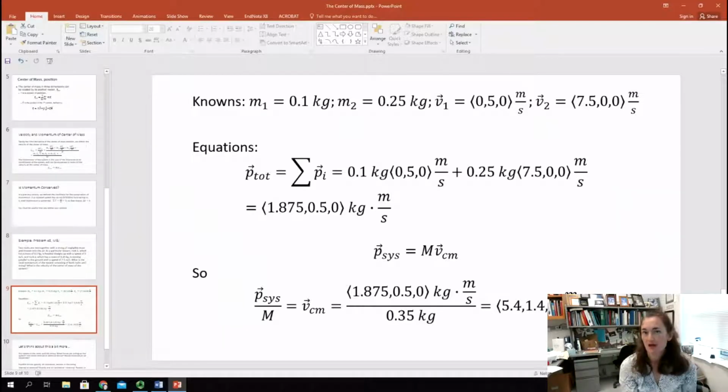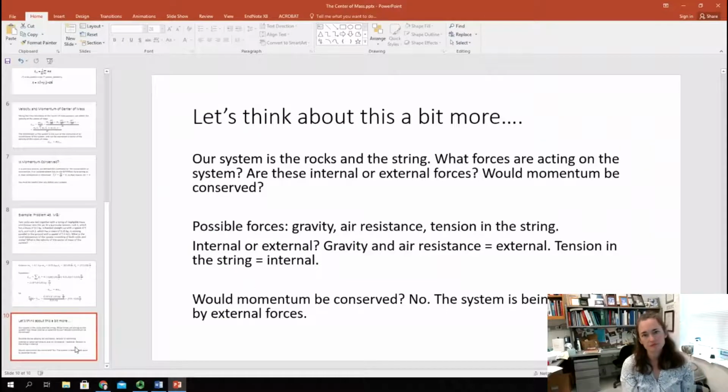Now that's all the problem really asked me to do. It asked me to find the total momentum of the system, and to find the velocity of the center of mass. Great, I've done that. But now let's think a little deeper about that. Our system is rocks and string. What forces are acting on this system? If we let this thing continue to go through the air, what forces would be acting on it? Are those forces internal or external forces? And would momentum be conserved here?